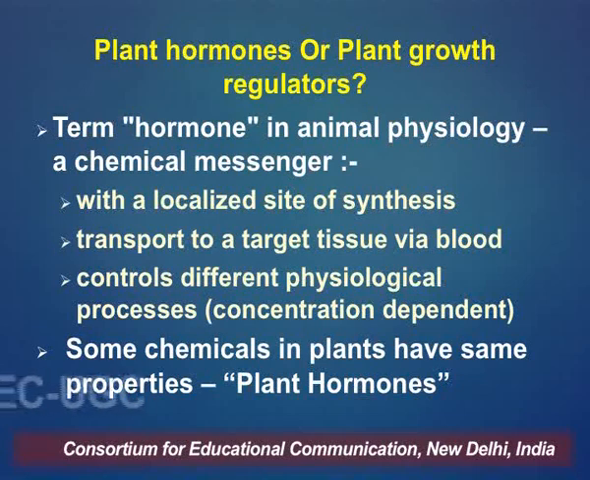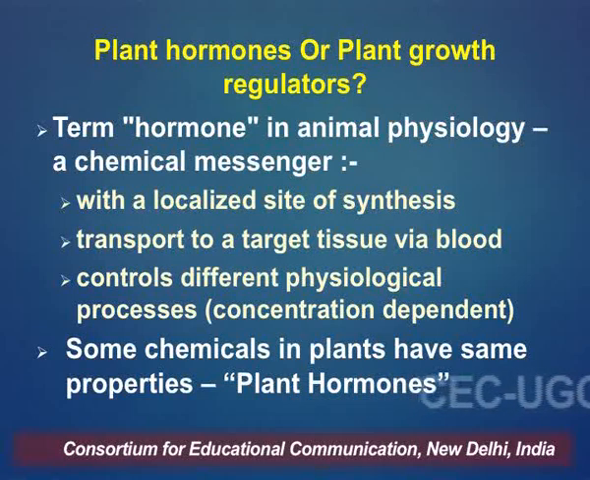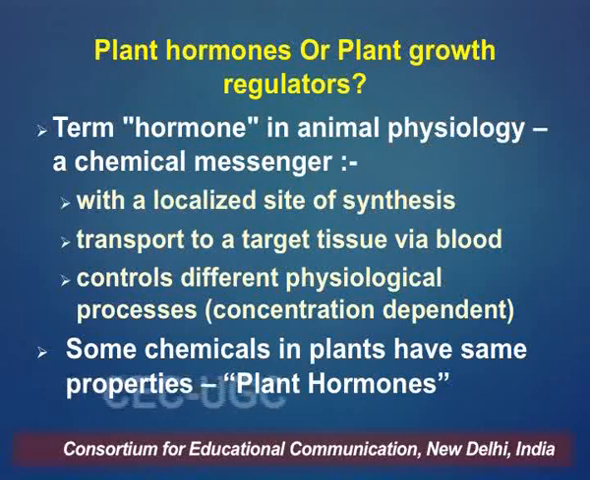So friends, coming on to the correct nomenclature, or the correct term for these chemicals. Now if we talk about the term hormone with respect to animal physiology, then it is a chemical messenger which is synthesized at a local site in the body. Then it is transported to the specific site of action with the help of systemic circulation, and at that particular site of action it exhibits its effect, which includes the control of different physiological processes including growth and development, and this effect is largely concentration dependent.